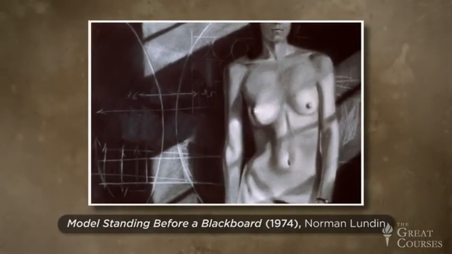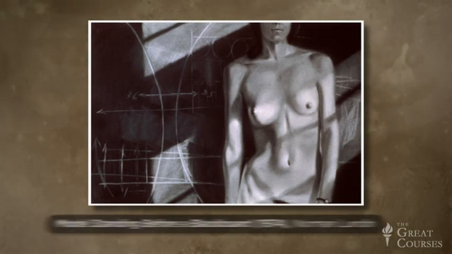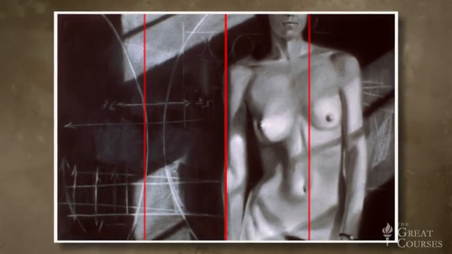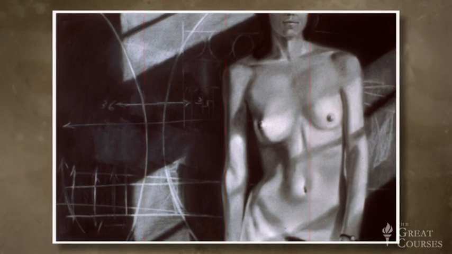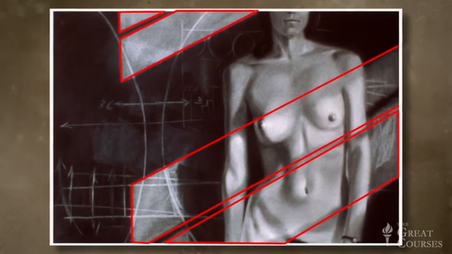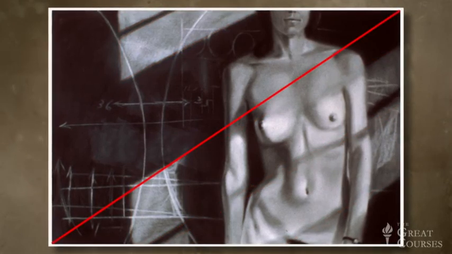Of course, our primary divisions don't need to be horizontal. Here's a drawing by the American artist Norman Lundin. It's from 1974, and it's titled Modeled Standing Before a Blackboard. Note the division along the vertical half. It's accompanied by stresses at the vertical quarters. Also note the projection of light on the blackboard, pretty much parallel to the rectangle's diagonal.